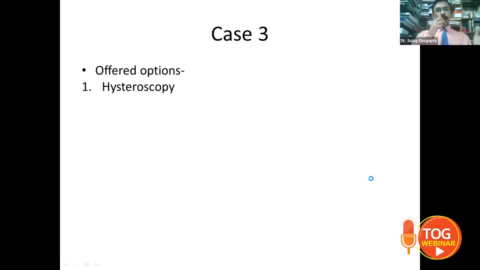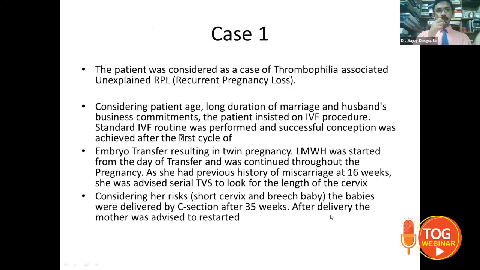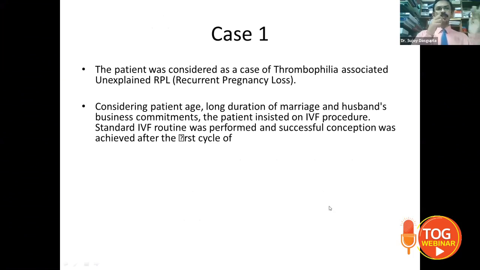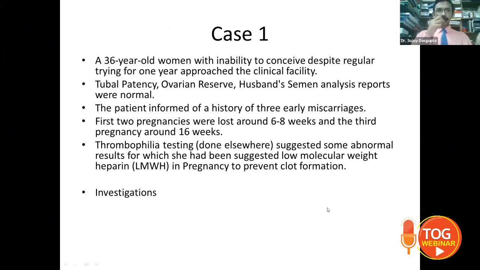And somewhere she was advised some thrombophilia testing. So the thrombophilia testing showed some confusing results. She underwent thrombophilia testing 3 times, advised by 3 different consultants. One showed the deficiency of protein C. Another showed normal protein C, but there was factor 5 resistance. And another result was completely normal.